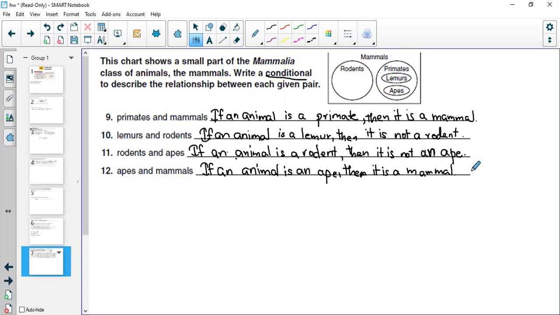If you understand this, you will definitely understand how to write these. So hopefully you have understood this lesson.